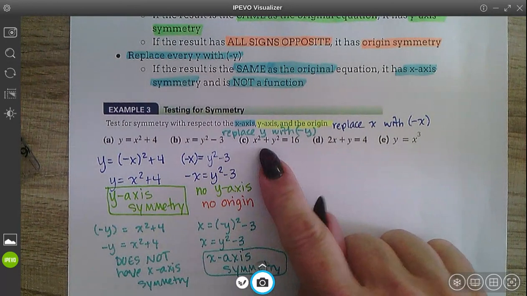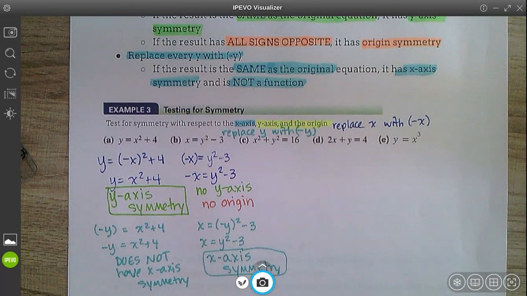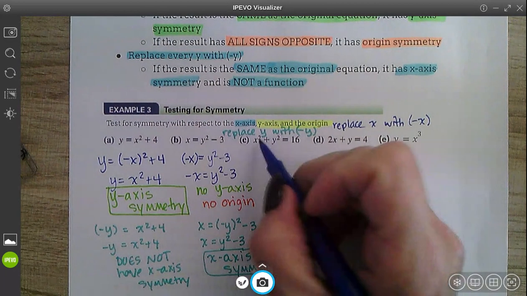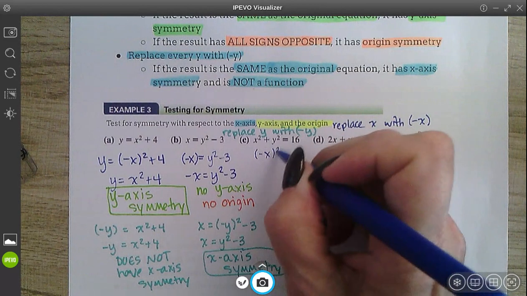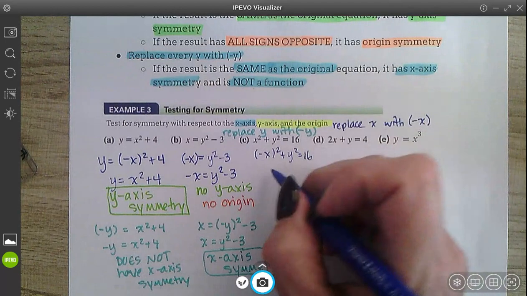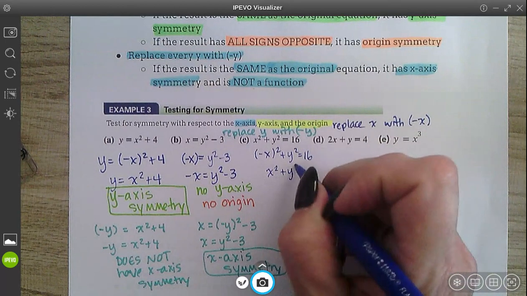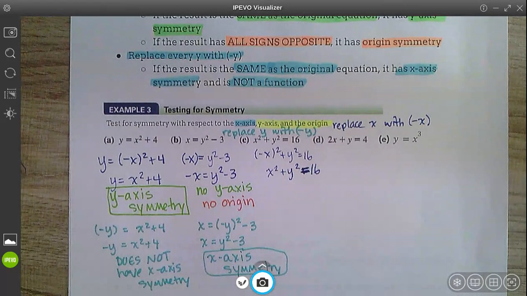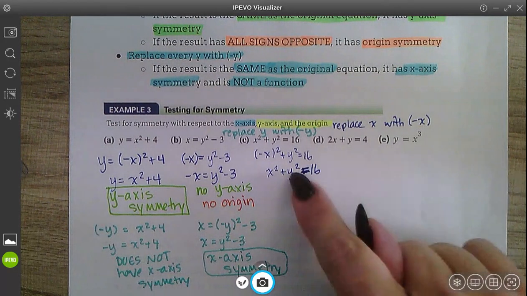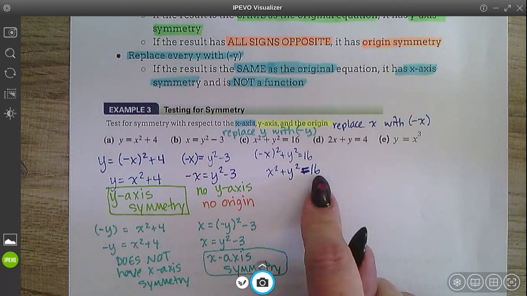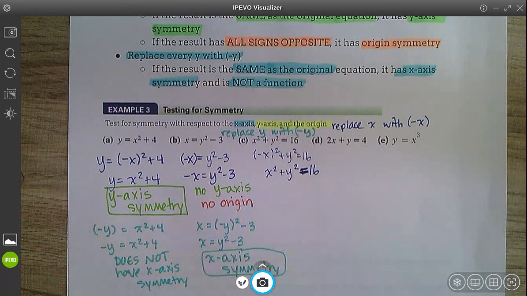Okay, letter C. x squared plus y squared equals 16. So I'll start with replacing x's with opposite x's. So the opposite of x squared plus y squared equals 16. Opposite of x times opposite of x is x squared. So I get x squared plus y squared equals 16. Is x squared plus y squared equals 16 the same as the original? Yes, it is. So it has y-axis symmetry.